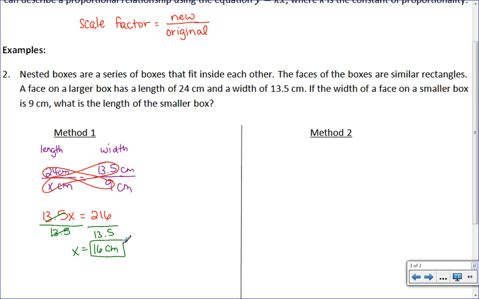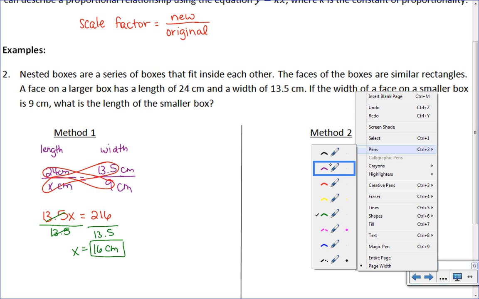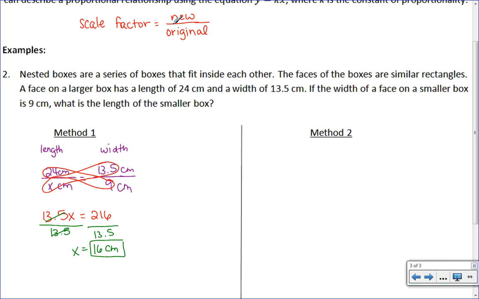Okay, now our second method would be to actually find the scale factor. So remember, for scale factor, we want the new one over the original. So in this case, remember, think of the new as the one that you're trying to find. So what we're trying to find here is the length of the smaller box. So we want the small one over the large one. And we have to use, of course, the lengths that we're given. So if we don't know the length of the smaller box, then we're not going to use the length of the larger box, because those lengths would go together and we don't know one of them. So we have to use the widths.